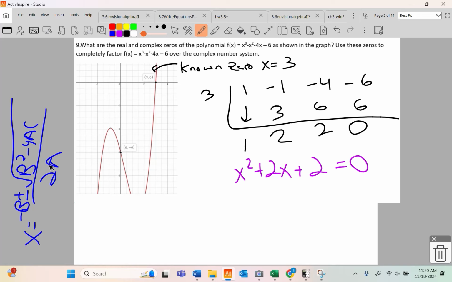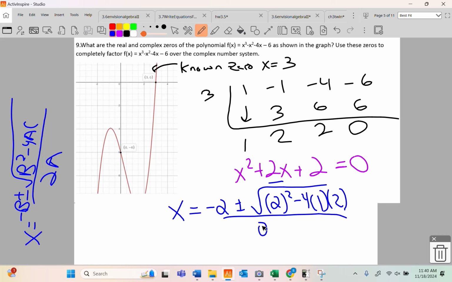All right, so we plug in. Opposite of that, +2 is -2, plus or minus the square root of 2 squared, minus 4 times a, which is 1, and c, which is 2, all over 2 times a, which is 1. Then you figure out what's in that radical. I think it's -4. So I'm hearing some people tell me that the radical ends up being -4.